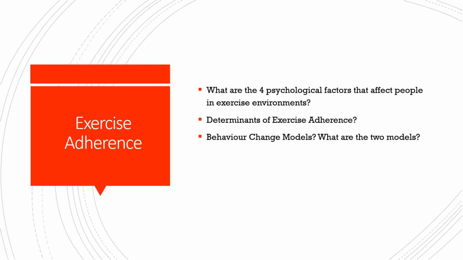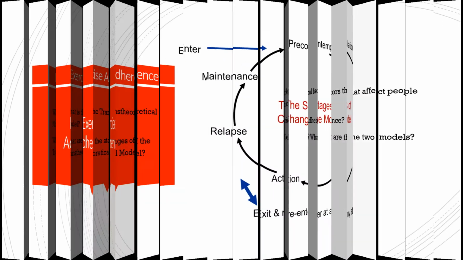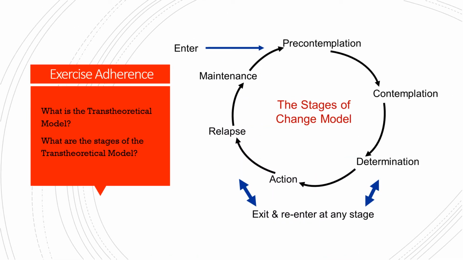So now we move on to the behavior change models. Over the years, psychologists have created models to show how behaviors can change in relation to exercise, and examples of these models are the trans-theoretical model and the health belief model. Now here is an image of the trans-theoretical model and the bullet points there. So what is the trans-theoretical model? Well, in this model there are 5 stages, and those stages are pre-contemplation, contemplation, preparation, action, and maintenance.